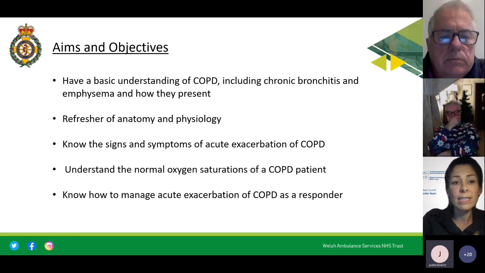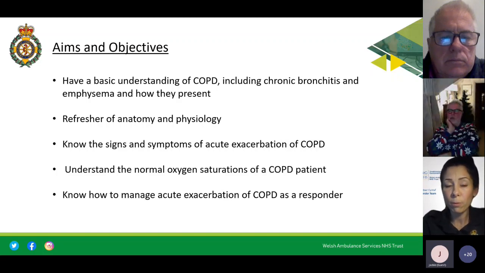We'll look at knowing the signs and symptoms of an acute exacerbation of COPD. So what are we looking out for and how might a patient present? And then understand the normal oxygen saturations of a COPD patient and why they're different to non-COPD patients. And then look at that all important management as a responder and what we can do until help arrives.